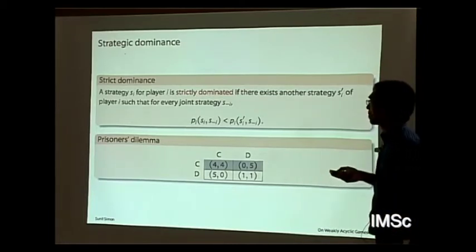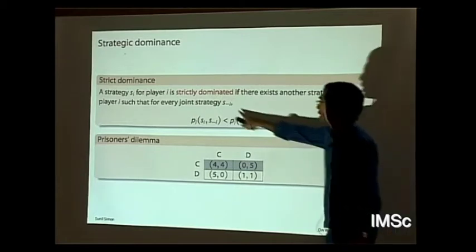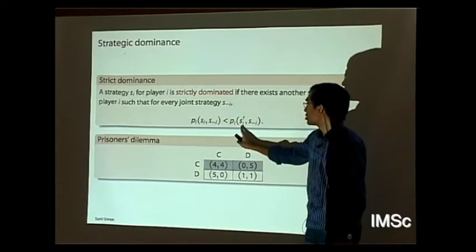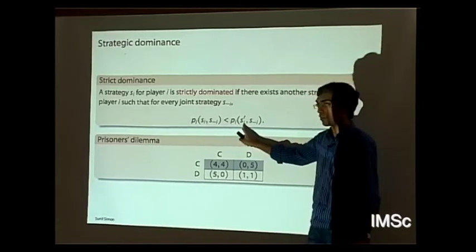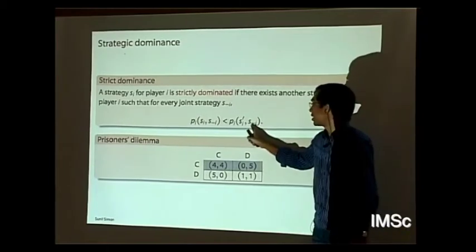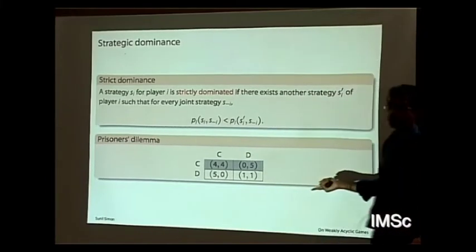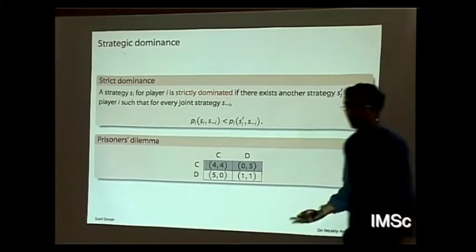So the most obvious definition is what is called strict dominance. A strategy SI for player I is said to be strictly dominated if there exists another strategy SI prime of player I such that no matter what the other players play, for all S minus I, if player I switches from SI to SI prime, then he gets a better payoff. Okay, so it doesn't matter what the other players are playing. If player I switches from SI to SI prime, then he gets a better payoff. Then SI is said to be strictly dominated.